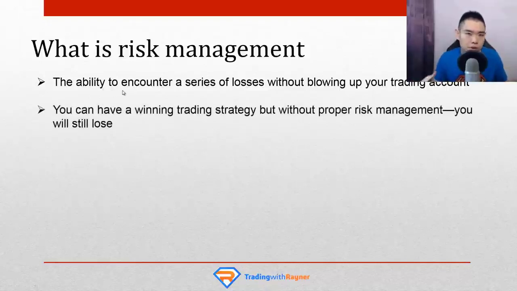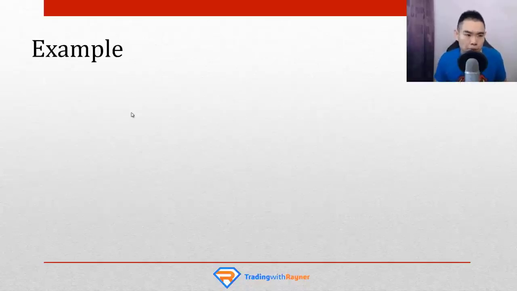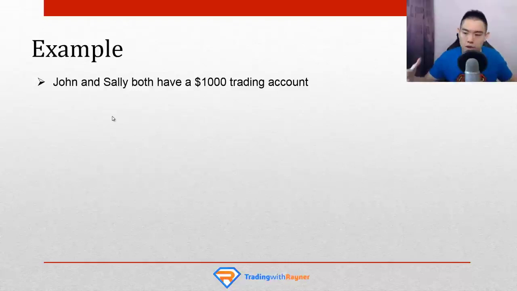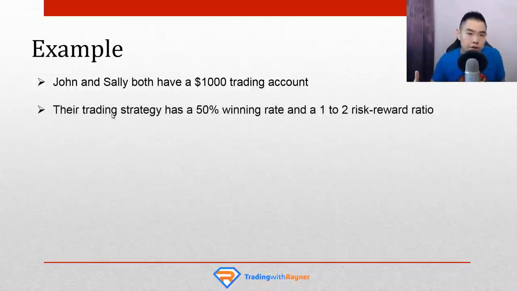It's important because you can have a winning trading strategy, but without proper risk management, you will still end up a losing trader. I can guarantee it. So let me share with you an example so you know what I mean. Let's say there are two traders, John and Sally, and they both have a $1,000 trading account to start with. Their trading strategy has a 50% winning rate, so this means they win half the time, and a 1-to-2 risk-reward ratio. Let me explain what risk-reward ratio is.